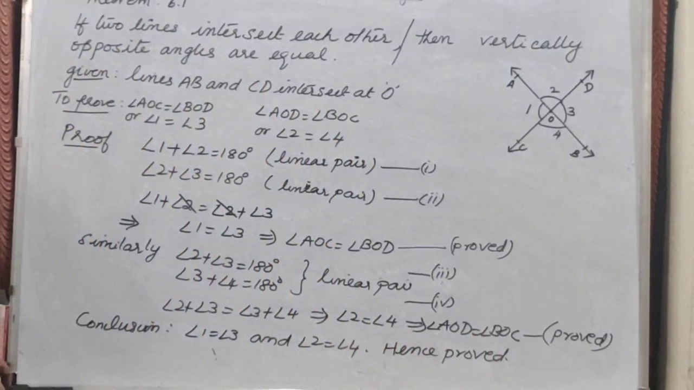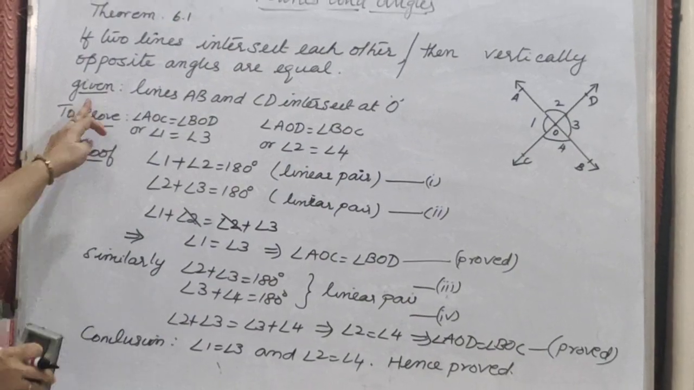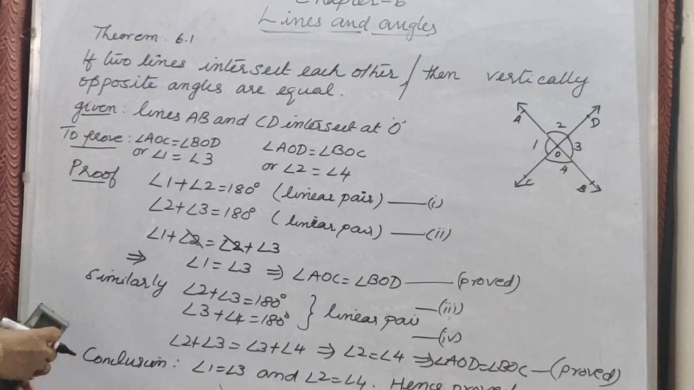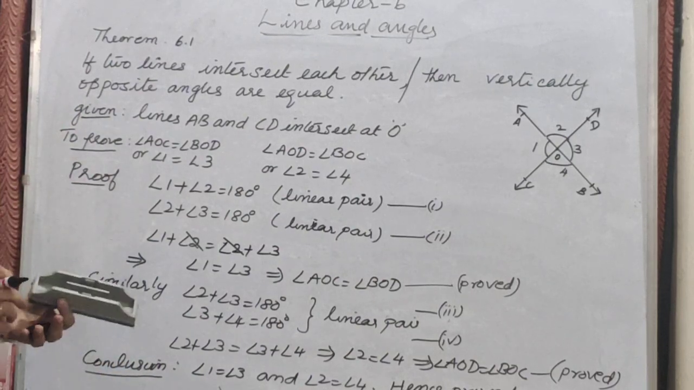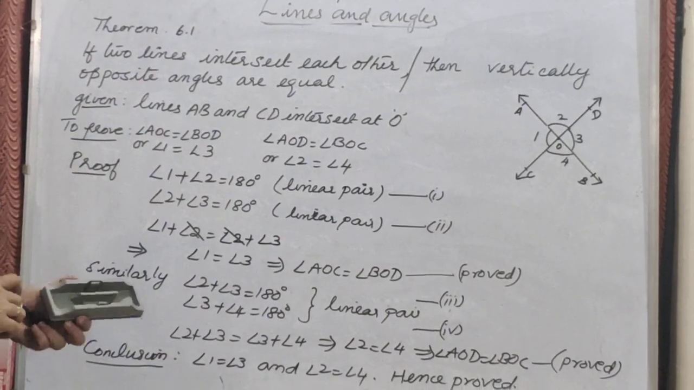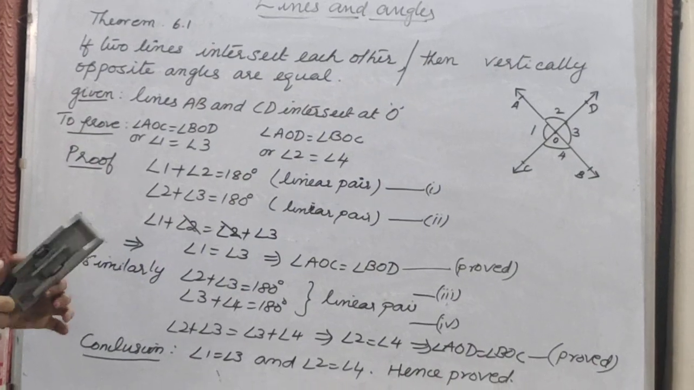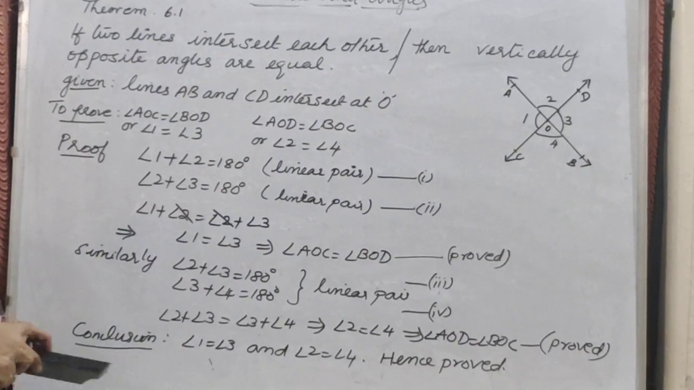So here we have written the steps. What are the steps for this one? Given, to prove, proof and conclusion. Here no construction is required. Like this you have to prove each theorem. Each theorem's proof is different, so remembering it is difficult.